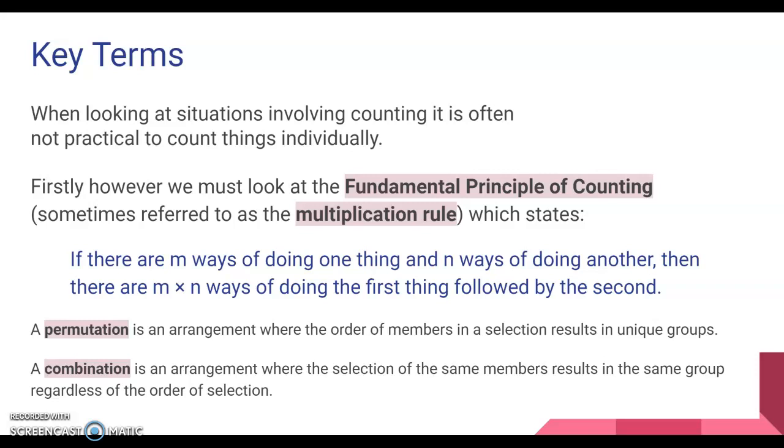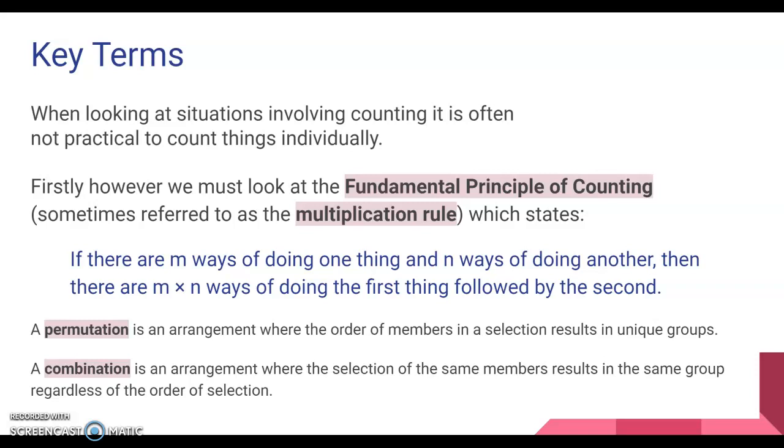Permutation is an arrangement where the order of members in a selection results in unique groups. So we're going to count something as different if we start with a particular person and end with a different person. For example, lining people up is a permutation because if I'm first and Jill is second and Harry is third, that's a different line order than if Harry goes first and Jill is second and I'm third, or Jill is first and Harry's second and I'm third. All of those are different line orders and unique groups.